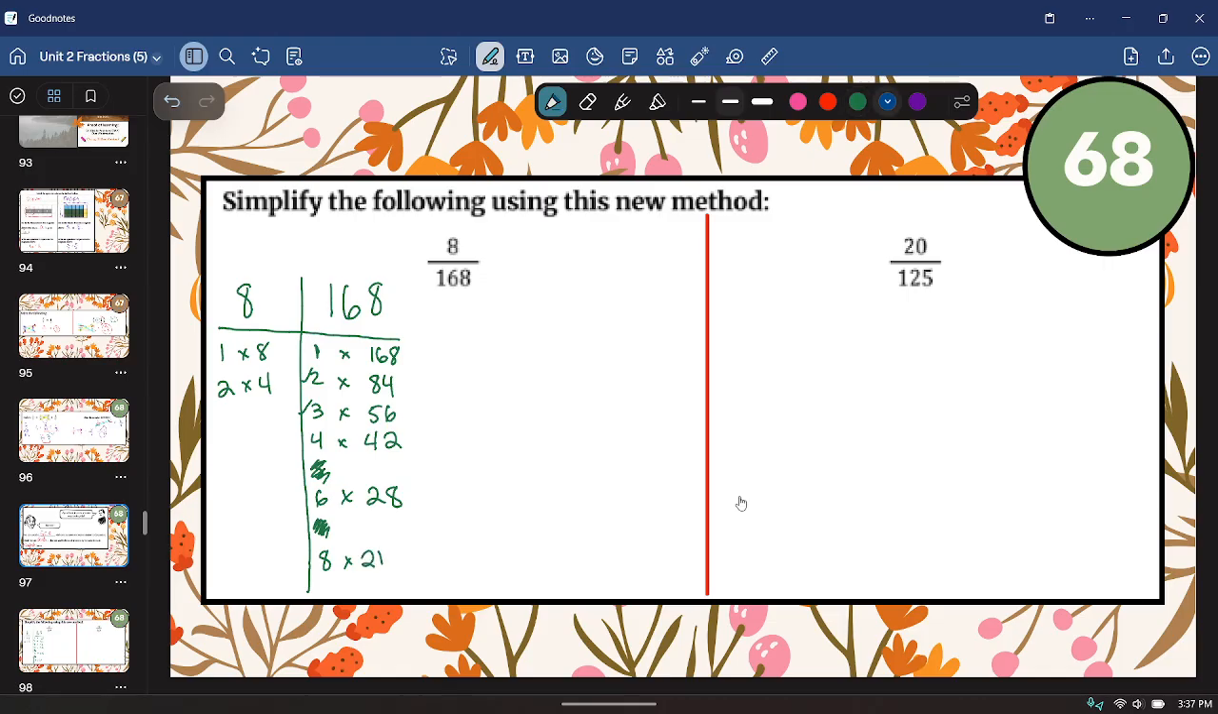So we listed out all the factors. That one was pretty gross. I fully agree.